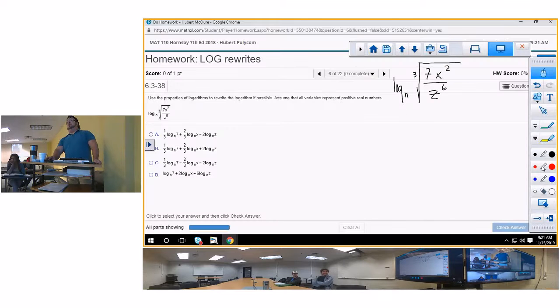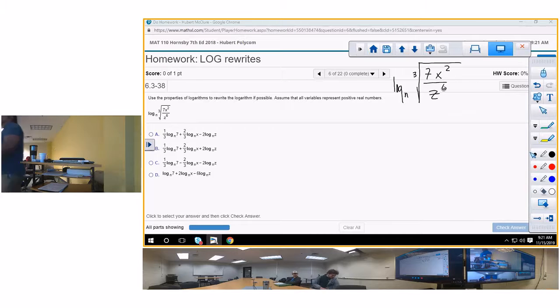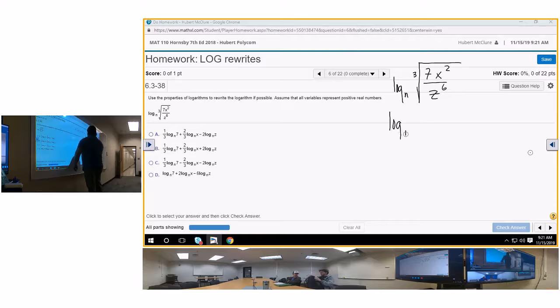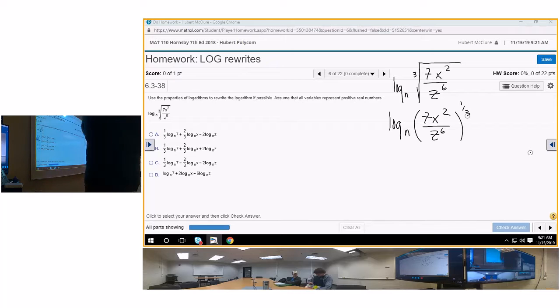All right, so what's the first thing you do with a radical? Get rid of it. So I'm going to rewrite it as log base n of all of this trash, 7x squared over z to the 6, to the 1/3 power. And then the 1/3, we can bring that out. That's probably the easiest thing to do.